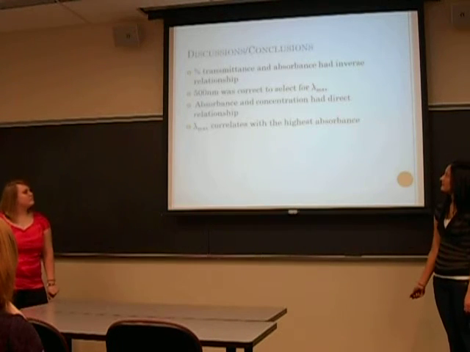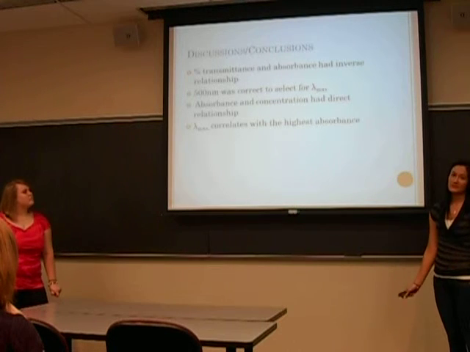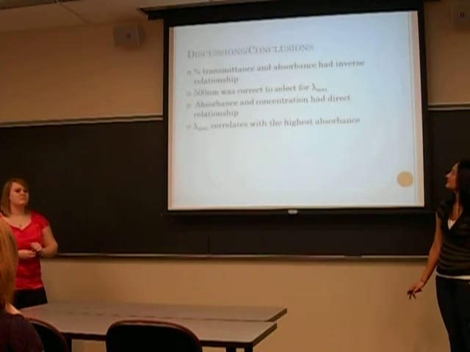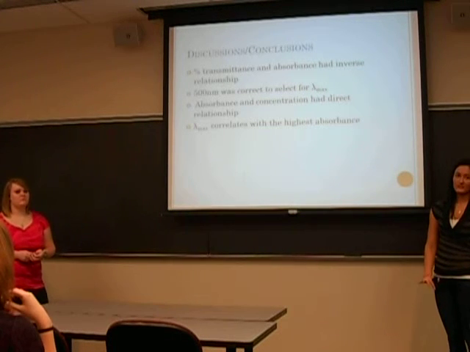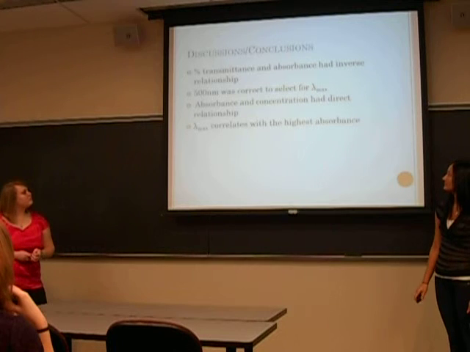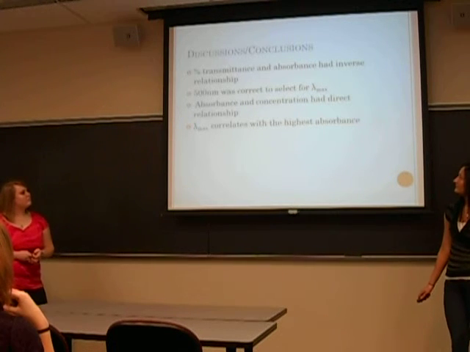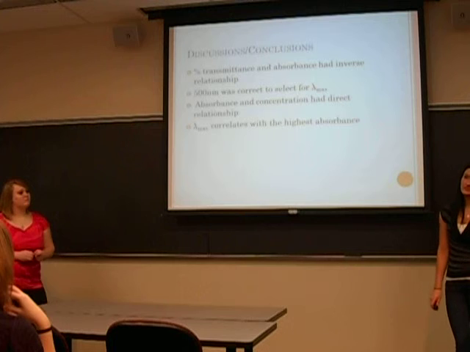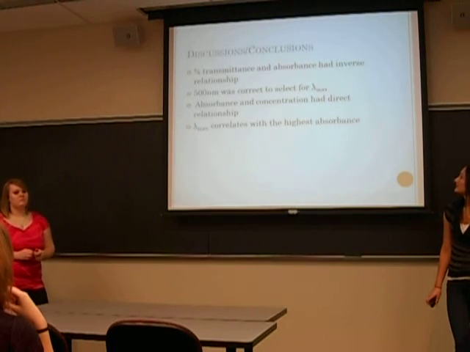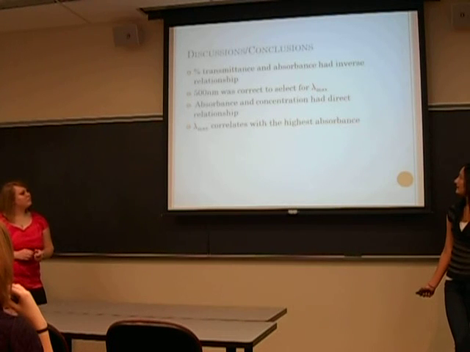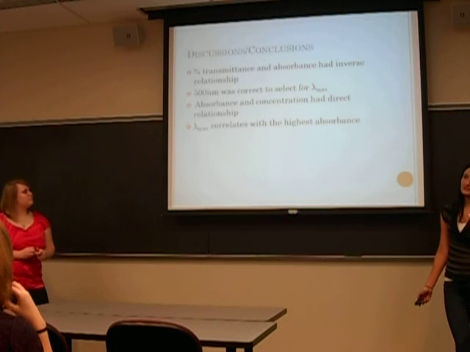So for the discussion and conclusions, we found that percent transmittance and absorbance had an inverse relationship. When transmittance was the highest, that was when absorbance was the lowest, and vice versa. We figured out that 500 nanometers was the correct value for lambda max, since that was when absorbance was the highest. And also from the standard curve, we can see that absorbance and concentration had a direct relationship, and that the lambda max correlates with the highest absorbance.